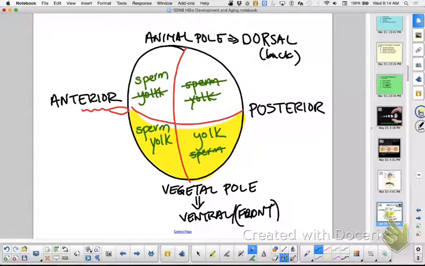Yes. What if the sperm penetrated at an odd angle, like diagonal? Well, yeah, this is a simplification, a full-on simplification.